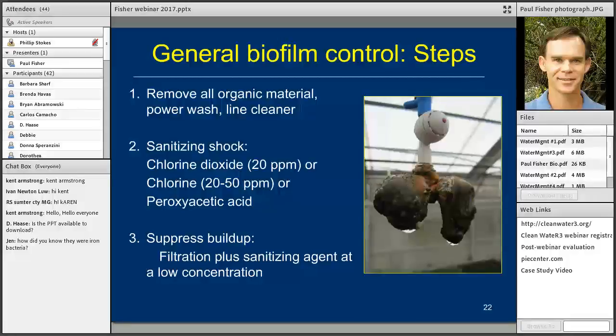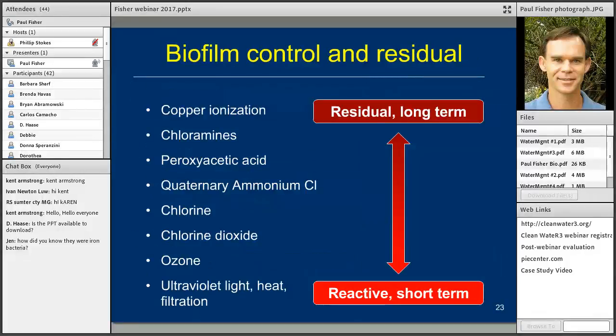So without cleaning out those lines, if you've got an existing biofilm issue, then you can't put on a sanitizing agent such as chlorine dioxide, chlorine, or peroxyacetic acid at a low concentration and have them work. Because what will happen is there will be continual sloughing off of this biofilm, and it can actually be even worse than putting no sanitizer on at all.